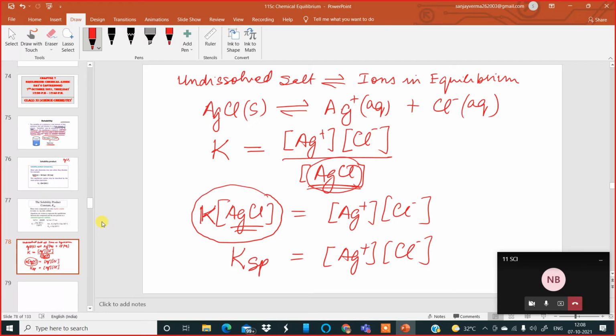This KSP means the product of the equilibrium constant K and the concentration of the undissolved salt. And the product of the Ag+ and Cl- concentrations is called the ionic product. You have to remember this. That is very, very important.